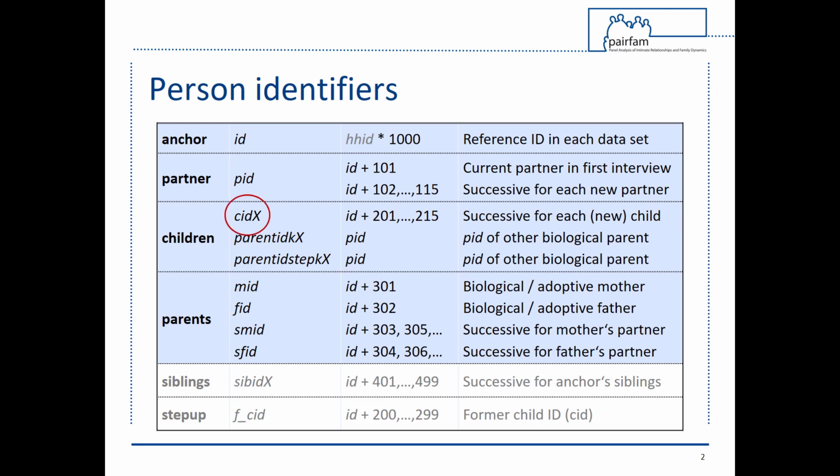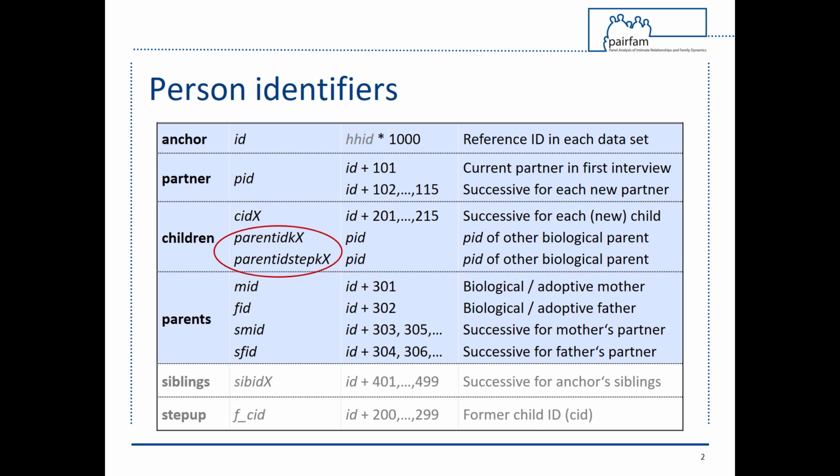From wave 2 onward, children are identified by the variable CID. Each child mentioned by the anchor respondent was assigned a number at first mention. Similar to the partner's PID, CID is generated by adding 200 to the anchor respondent's ID, plus the position number of the child in the anchor data. For example, 999202 for the second child who was mentioned in the anchor interview.